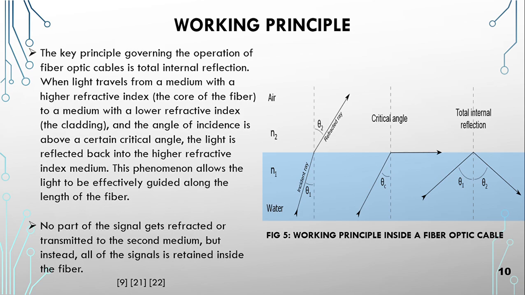It is actually when the light travels from a medium with a higher refractive index, here it is the core, to a medium with a lower refractive index, here it is the cladding, and the angle of incidence is above a certain angle, the light is reflected back into the higher refractive index medium. This phenomenon allows the light to be effectively guided along the length of the fiber.